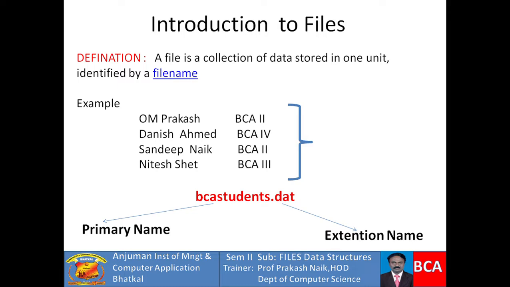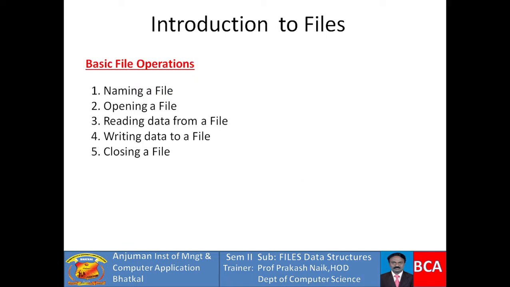Every file has two parts, primary name and extension name. The primary name must be a maximum of 8 characters and the extension name must be a maximum of 3 characters. So every file has certain operations like naming a file, opening a file, reading data from a file, writing data to a file, and closing a file.